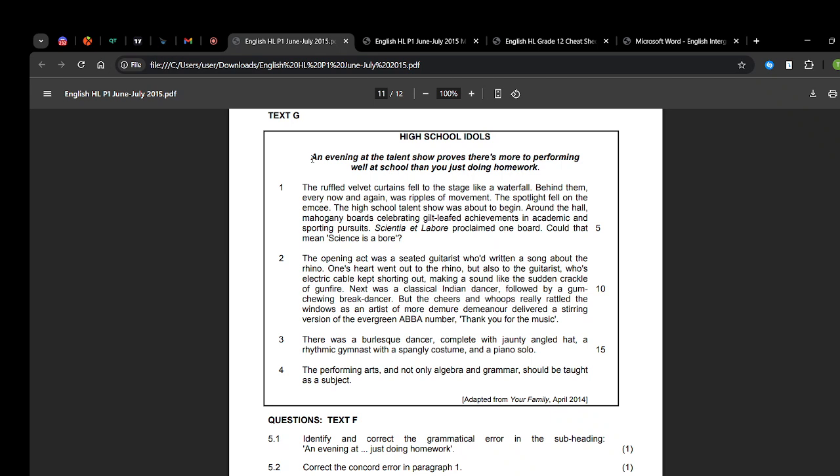There's a word missing here. "The evening proves that there's more to performing well at school than you just doing homework." Close, not correct, but it's close. So I'll give you another clue. It's in the last sentence, so it's nothing at the top. Performing well at the school than you just doing homework.